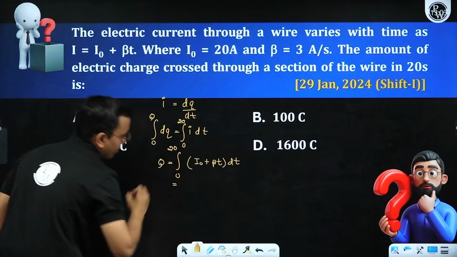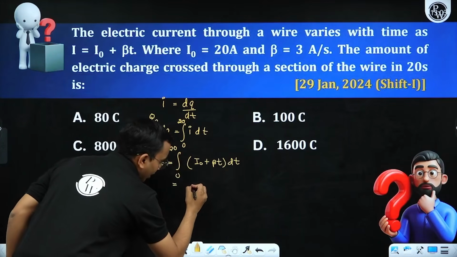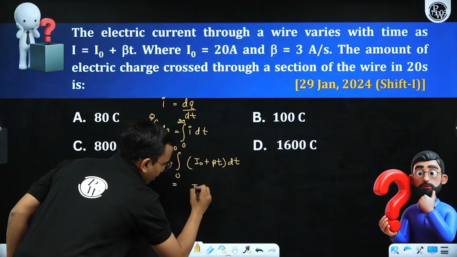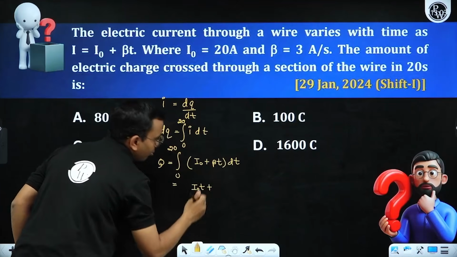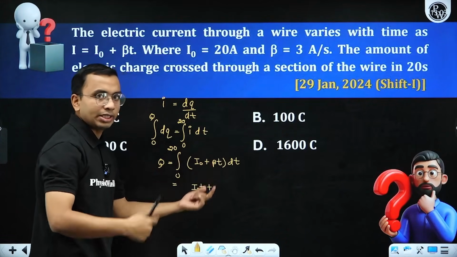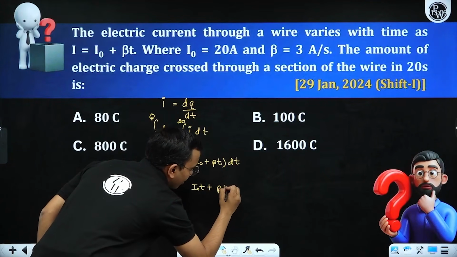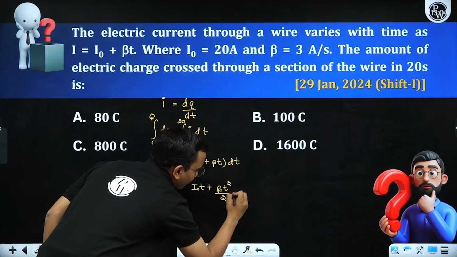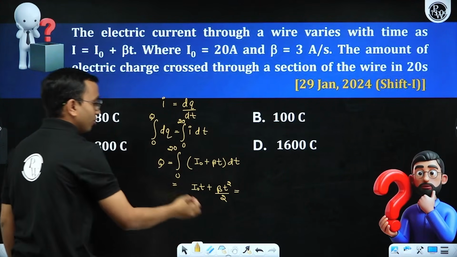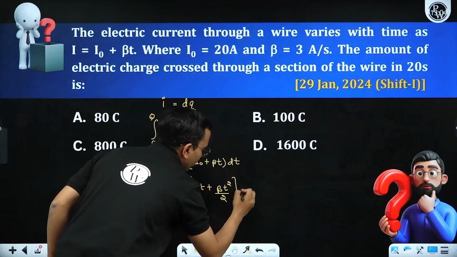Now if you integrate it, what will it become? The integration of I naught will become I naught into t, since I naught is a constant. So this will become I naught t plus beta times the integration of t. Beta is a constant, so we take that out, and the integration of t is t square by 2. You know the rules. So this is beta t square by 2, and here I'll put my limits from 0 to 20.